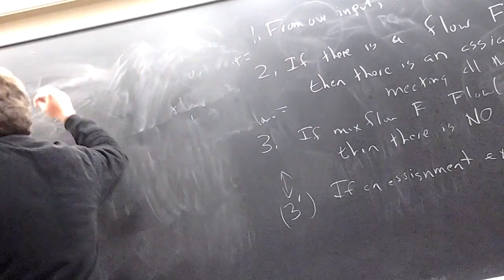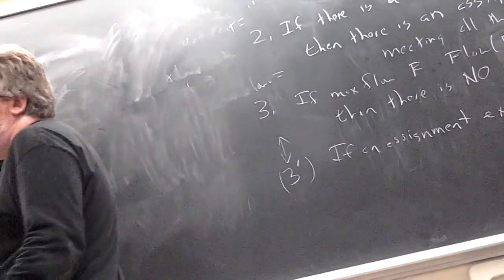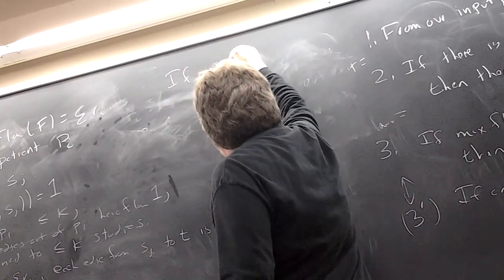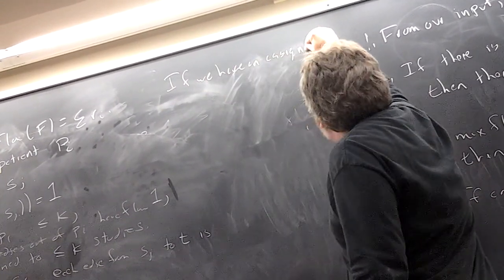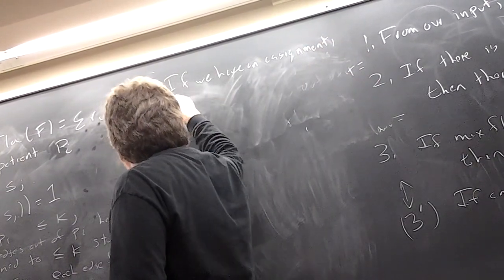So what we're saying is, now, this was saying if we had a flow, how we create an assignment. If we have an assignment, how do we create a flow?